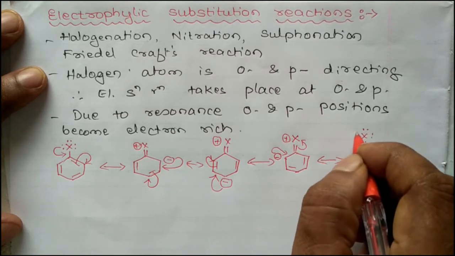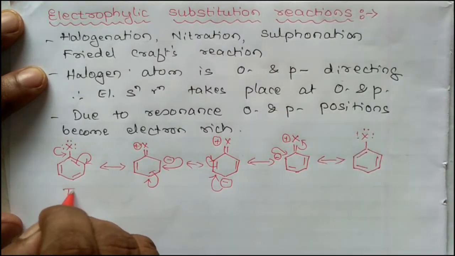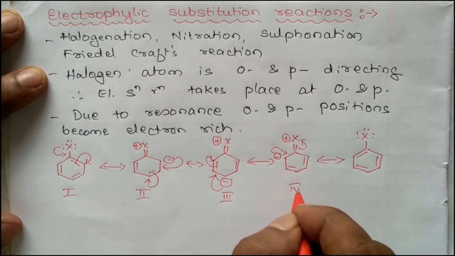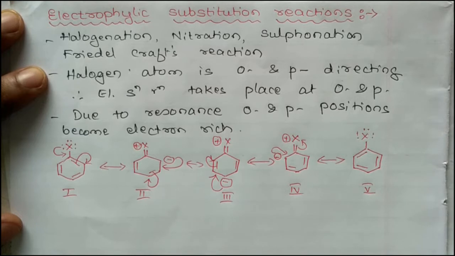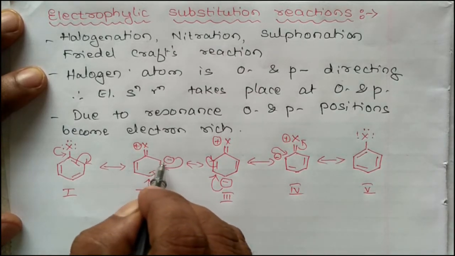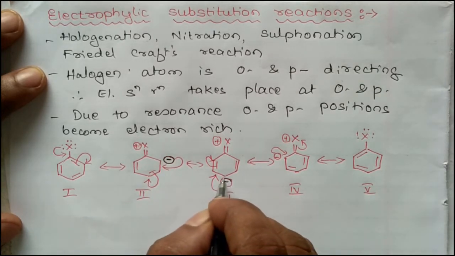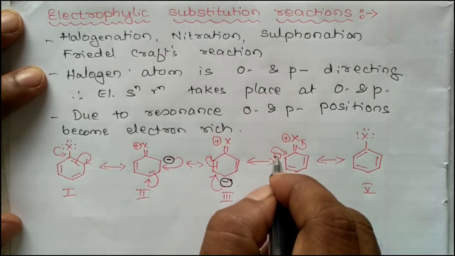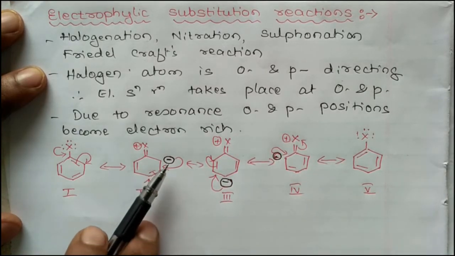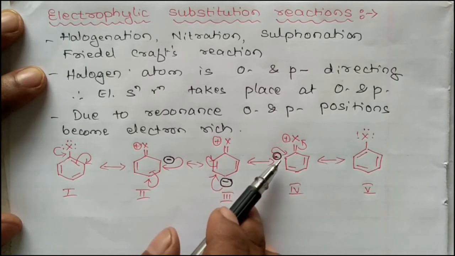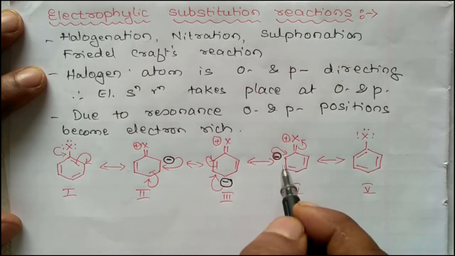X. This is structure number 1, 2, 3, 4 and 5. These are the resonating structures. Here, due to resonance, this is the ortho position. Here you are going to get more number of electrons here also. Due to resonance, ortho and para positions become electron rich. Hence, the incoming electrophile attacks ortho as well as para position.